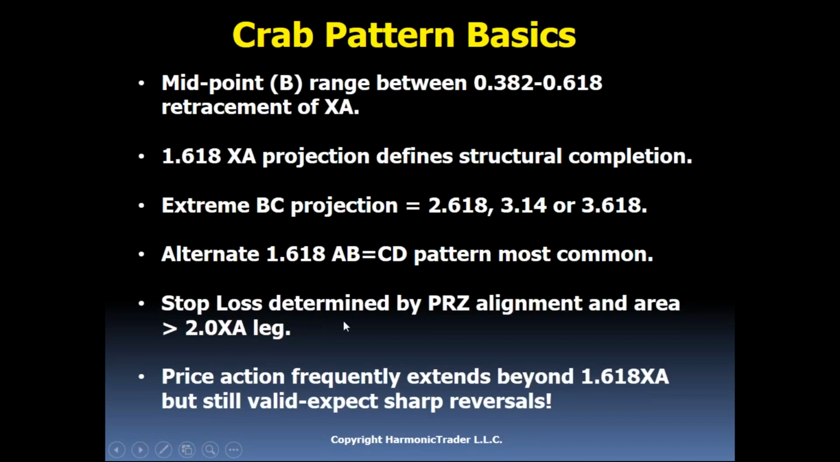The stop loss is determined by the PRZ alignment and the area of the 2.0. Now, this is a little bit different than other structures because since the crab is extreme, we are going to analyze how the price action tests that area initially at the 1.618, but we will expect price action to go beyond the PRZ, and those can still be valid opportunities.